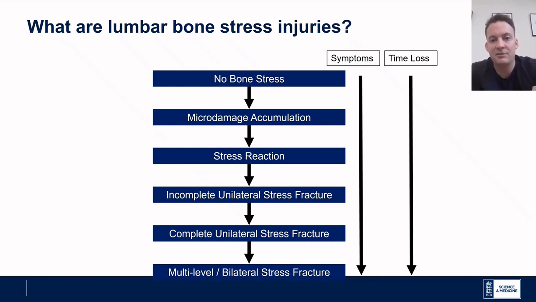Symptoms seem to increase with the severity of the injury, as does time loss. So a stress reaction, also known as a hotspot, you may be looking at 6 to 10 weeks off, whereas your incomplete stress fractures, you're looking at 4 to 6 months, and then if you're complete and multi-level, you're looking at at least a season, if not more, and possibly surgery if the fracture site remains unstable.